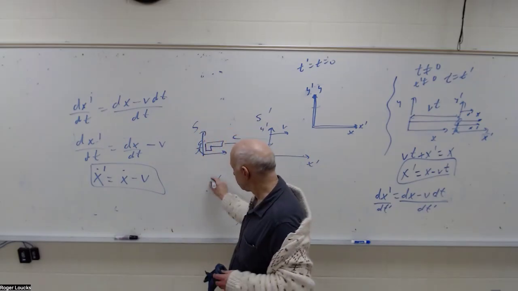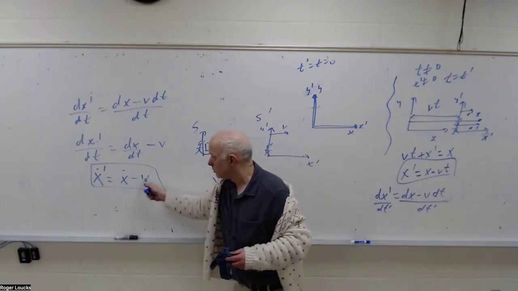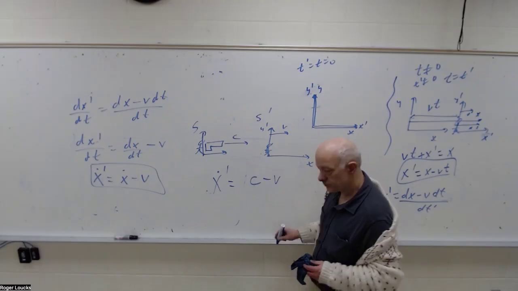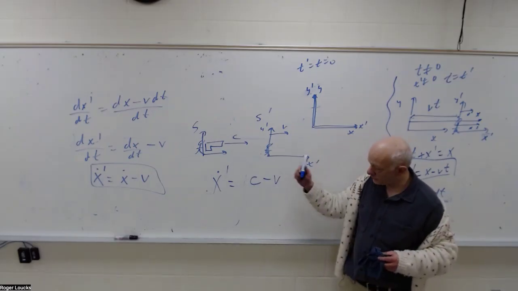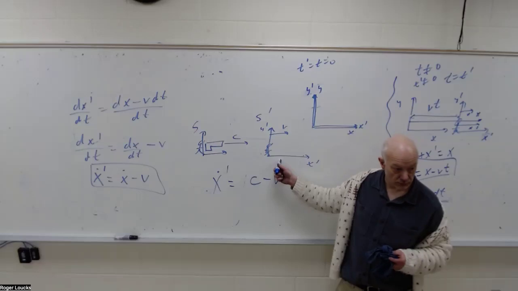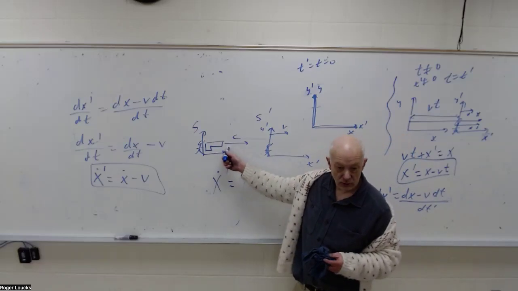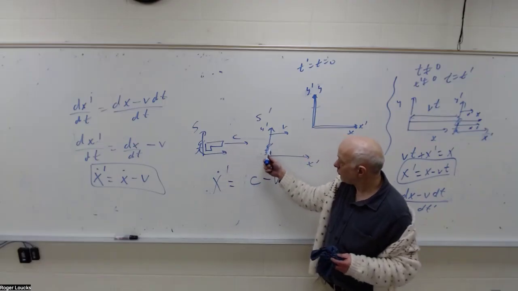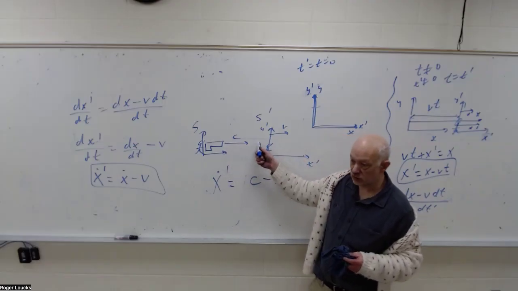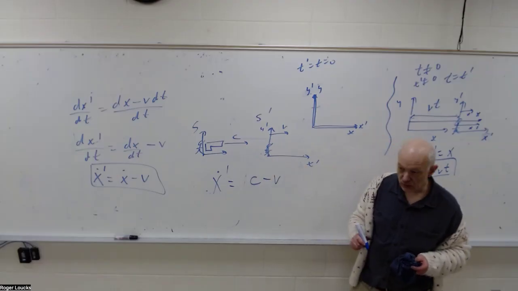What would this person say? This would say the speed of light in the prime frame is what? It's going to be c. And that's v. So what would this say? If these equations are right, this person should measure the speed of light being something different. And that makes sense, right? Let's say this is like a sound wave, something kind of still. If you're moving away from it, you're going to see that sound wave not moving as fast. That makes sense?